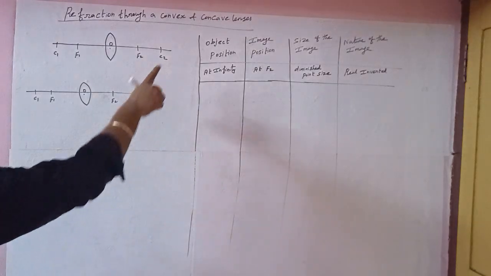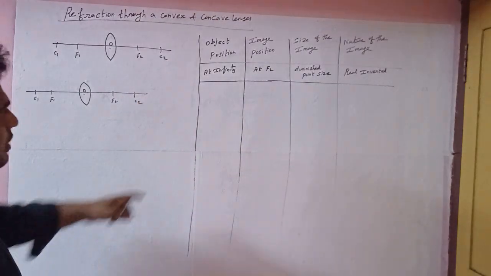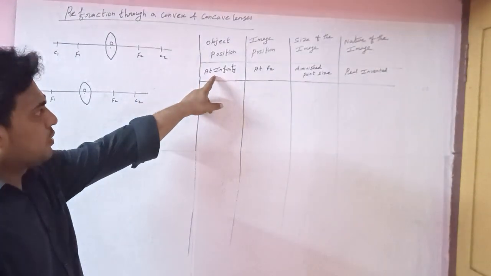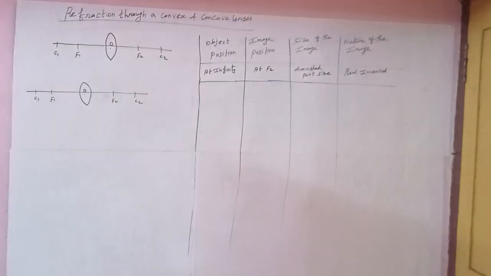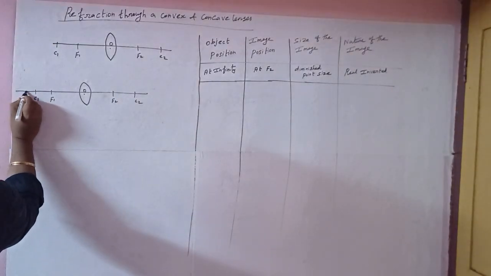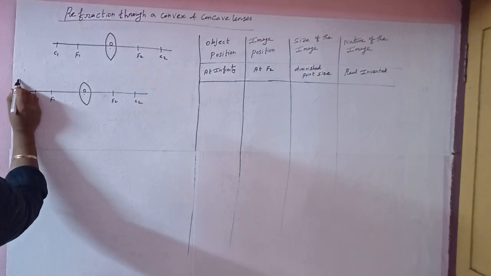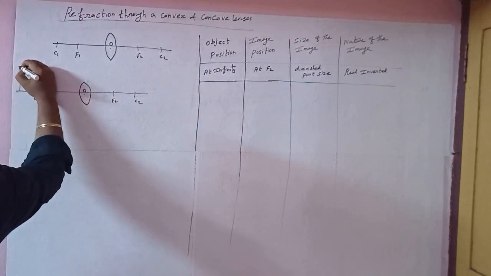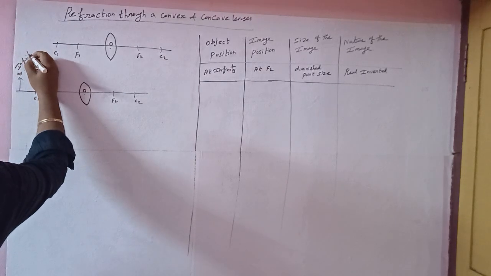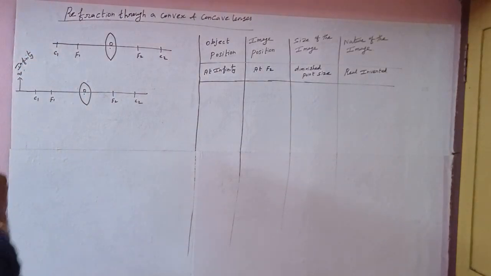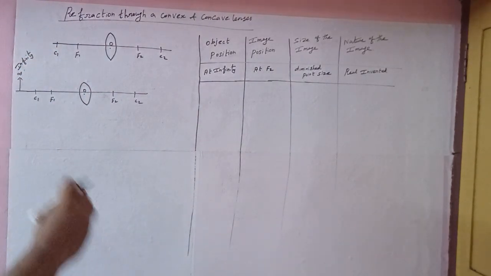Now the object position. The object is always placed on the left side, so the object is placed at a very far distance, at infinity. What is the meaning of infinity? It's a very farthest or longest distance.